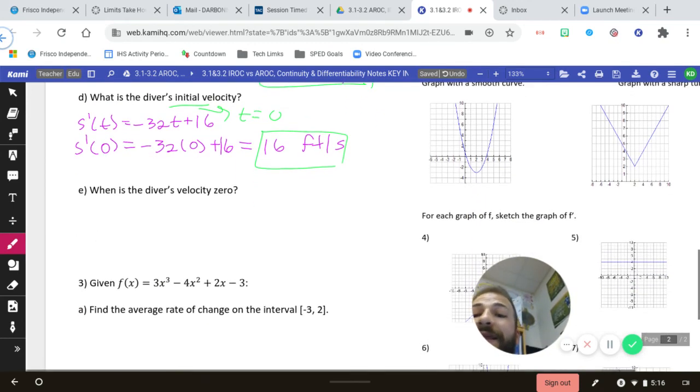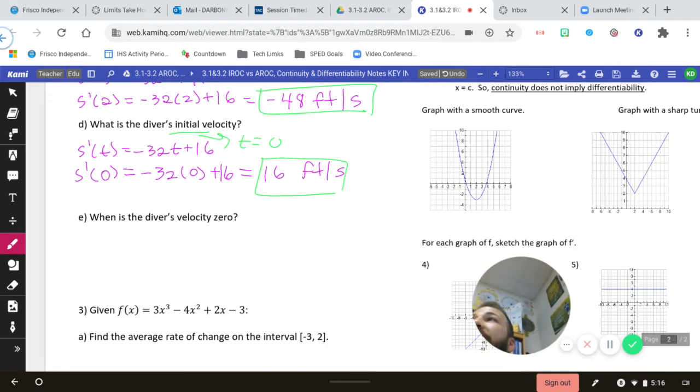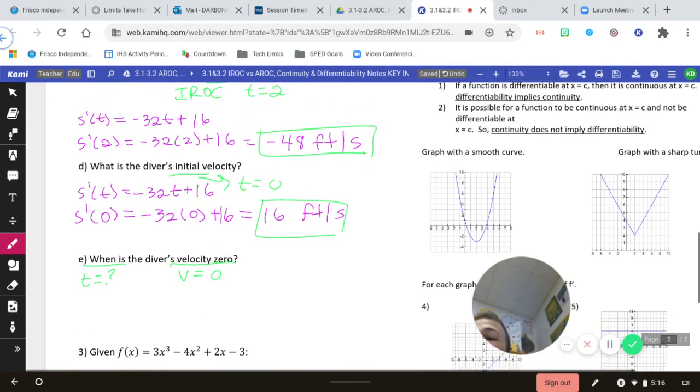Okay. And then last but not least on this one, when is the diver's velocity 0? Once again, I'm asking a when. So time equals what? Velocity 0. So velocity equals 0. And we kind of talked about this already, y'all.